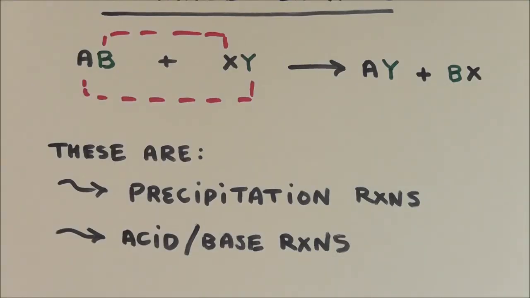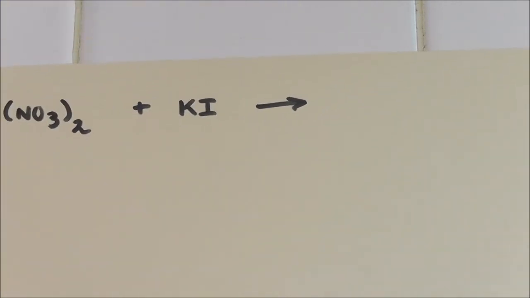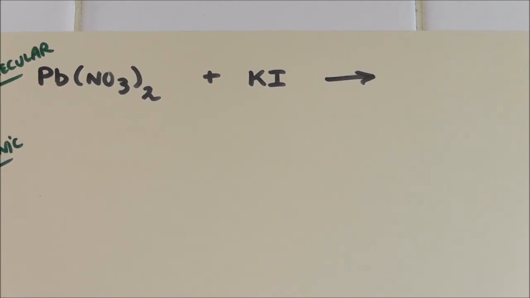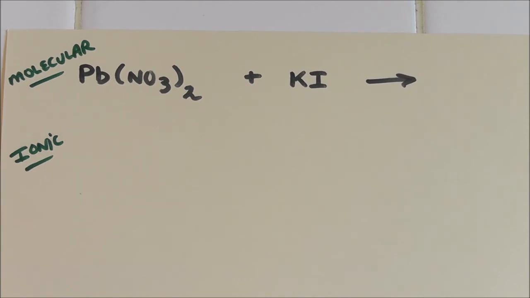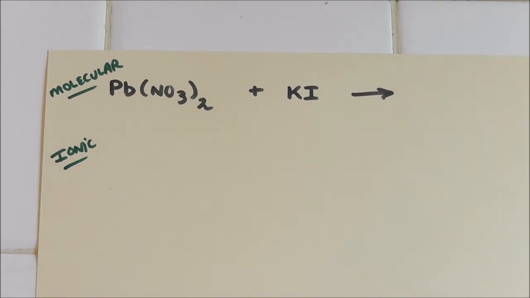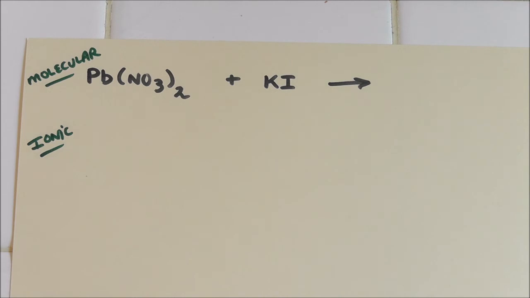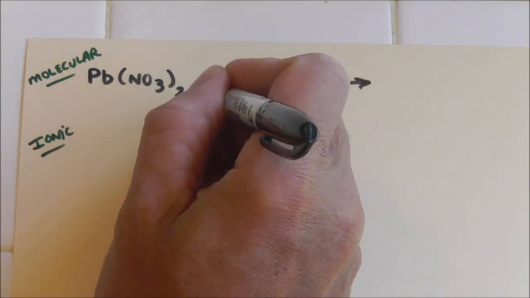All right? So let's say we had a reason to want to predict the outcome of that reaction right there. You will notice that I have written molecular beside it and then ionic below it, because these things are much easier to predict if you put them in the ionic form. First of all, you notice I didn't put anything right here yet, because I have to look it up.